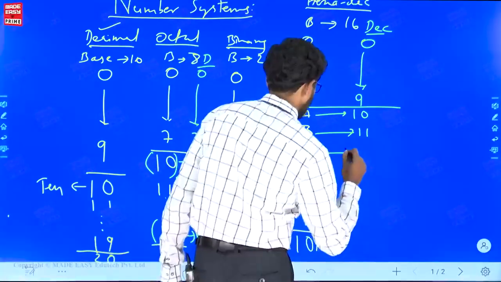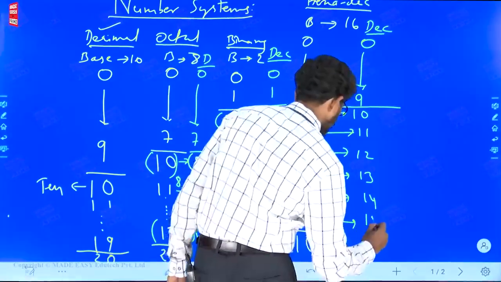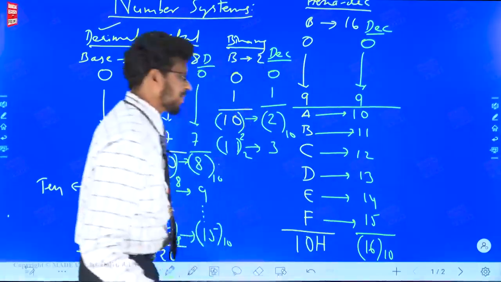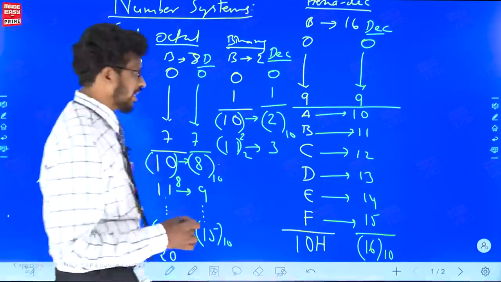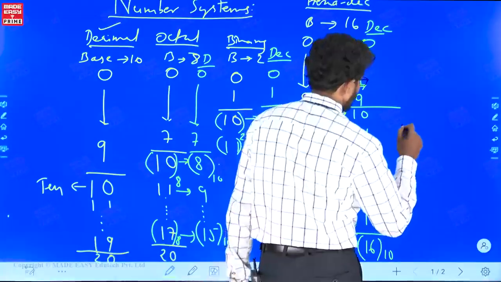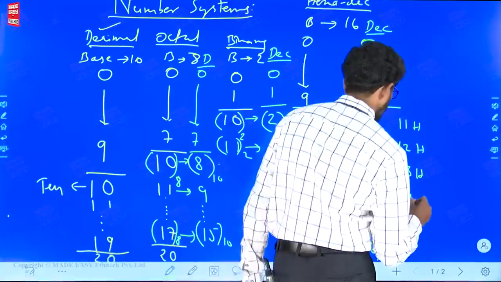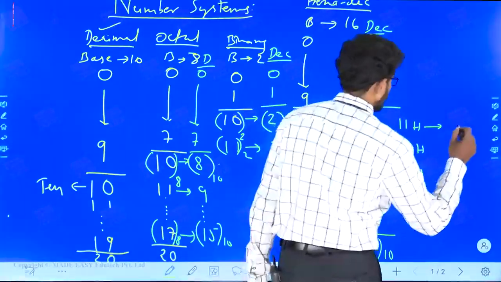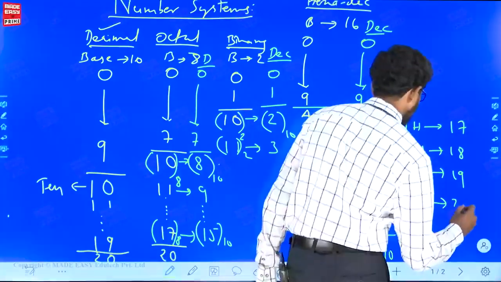This is 11. This is 12. This is 13. This is 14. This is 15. And 10H stands for 16 in decimal. But to solve the problems, you should also know till 20. For example, say it is 10H. After 10H, the next values are 11H, 12H, 13H, 14H. At least you must know till 20. If I compare these values, 11H stands for 17 in decimal, then 18, 19 and this is 20.